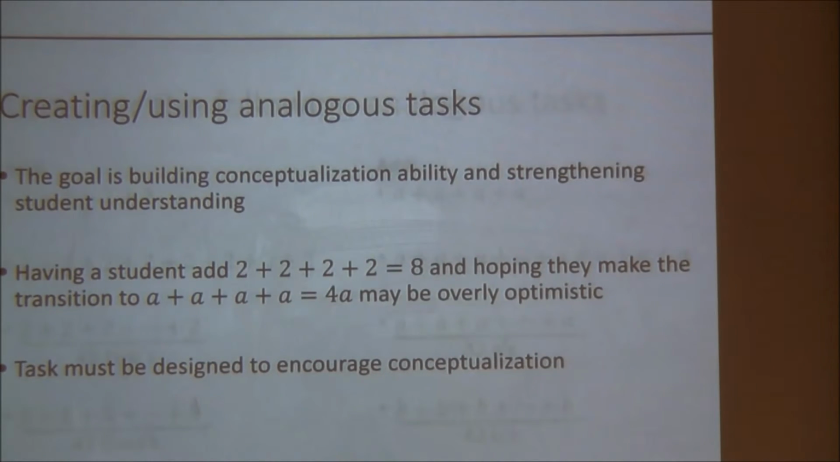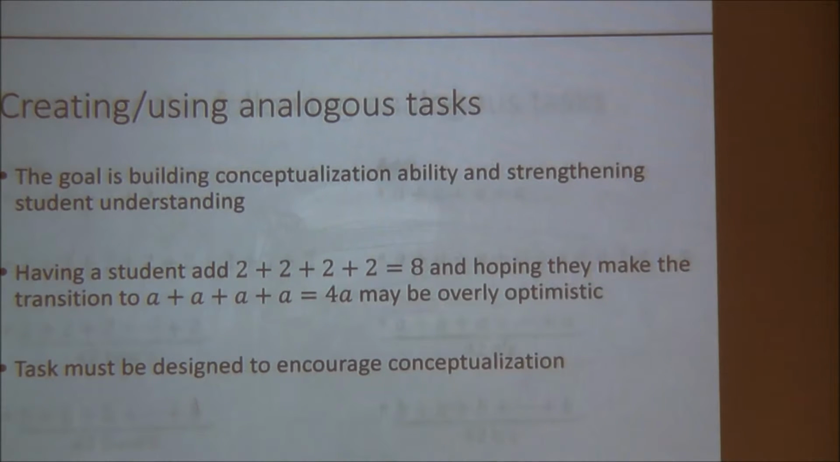When we think about creating and using analogous tasks, the goal is to build conceptualization ability, and to strengthen student understanding. All right, there's a couple things. Listen here. Don't think my English teacher would like that. But that's all right. Right?